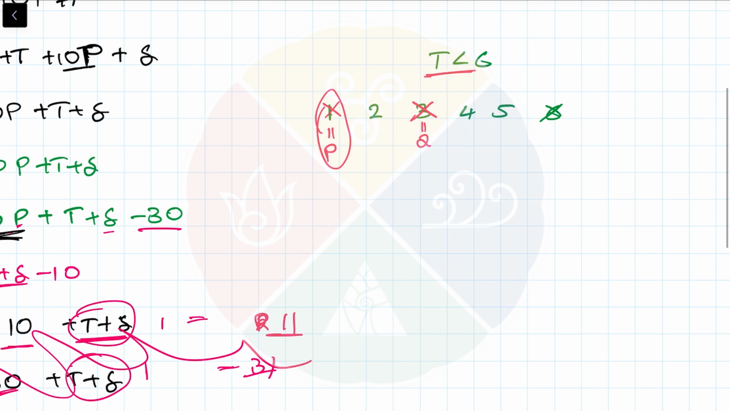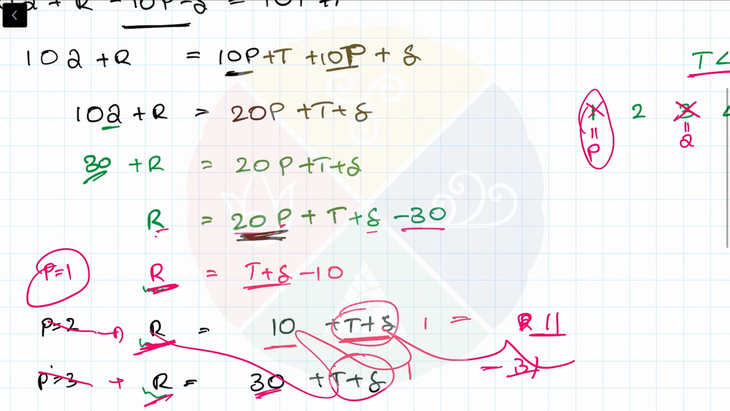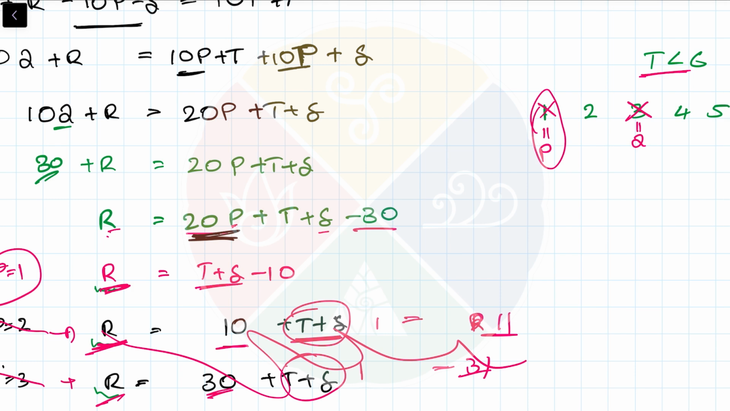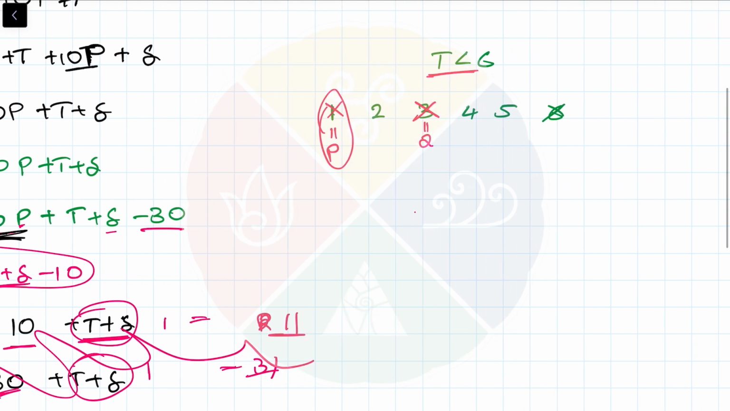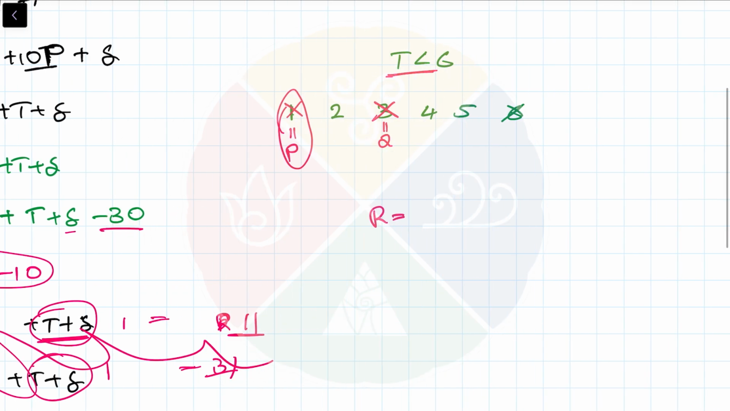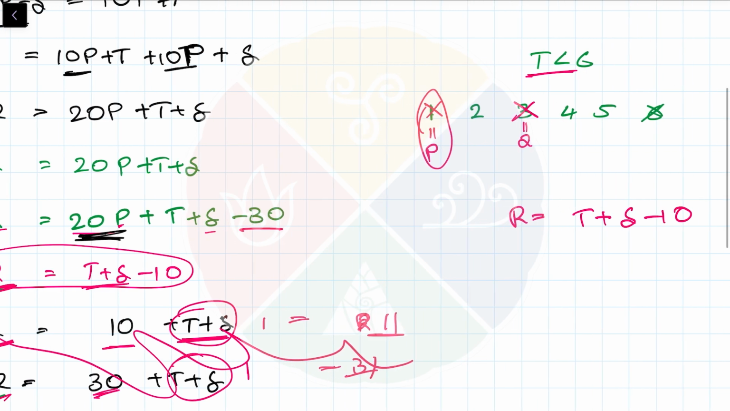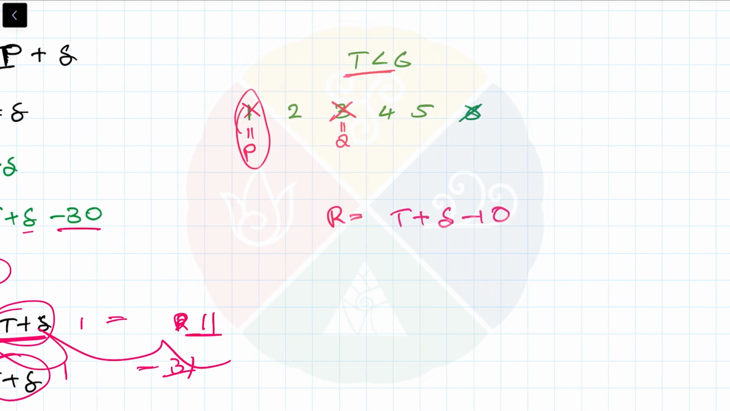So T cannot take the value of 1 also. So P's value is fixed. When P's value is fixed to be 1, we got this equation. That means R is equal to T plus S minus 10. Okay. Now we have to assign the value of T. Now T can only take 3 values, 1, 2 and 3, because T should be a value which is less than 6.